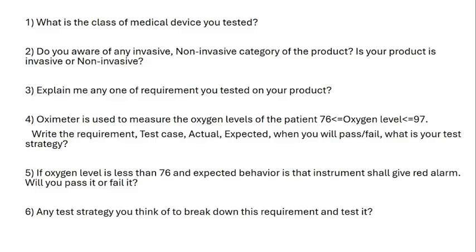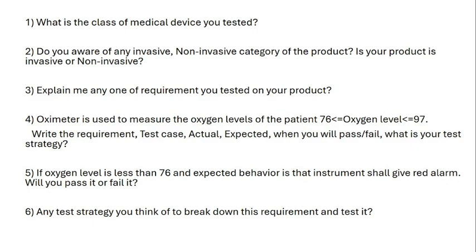Okay. So I said that I'll check the boundary values and I'll check the equivalence classes. One class will be for the higher level, one class will be between 76 and 97, and another class is less than 76. So three equivalence classes I will test, and according to that I will pass and fail the results. Okay. So he was impressed with that answer.